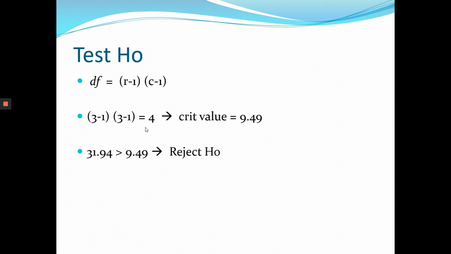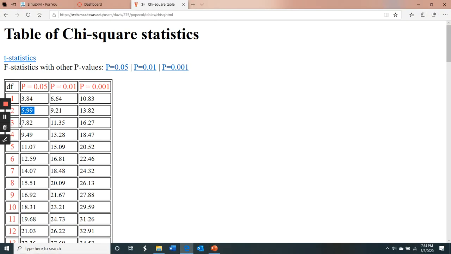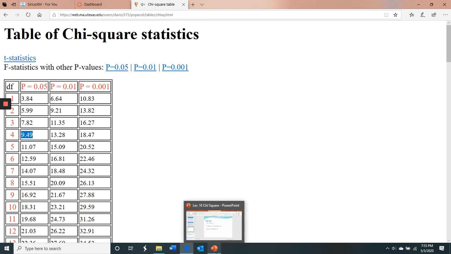So we haven't tested the H0 yet; we've just been looking at the table. So let's test the H0. Our degrees of freedom: we have 3 rows, secure, dismissing, preoccupied, minus 1. And we have 3 columns, secure, preoccupied, and dismissing. So it's 3 minus 1 times 3 minus 1. So it's 2 times 2, which is 4. So we go to the table, and we go to degrees of freedom of 4. And this is the p .05 right here. With 4 degrees of freedom, 9.49 is our critical value.